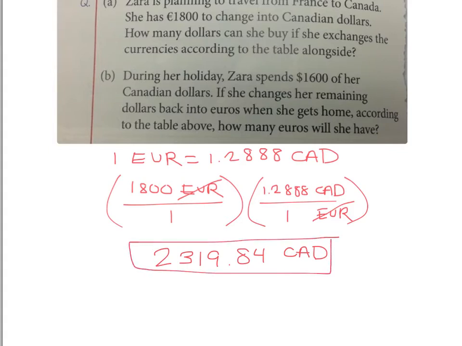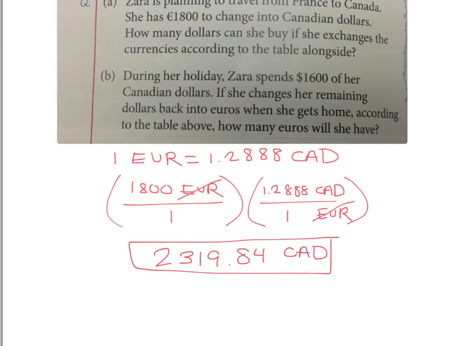Now, one thing to notice is that even though in IB we're expected to write all of our answers to 3 significant figures, the only exception to that is actually financial math, where they also allow you to do it to 2 decimal places, because that's the common way that we write dollars and all of that.